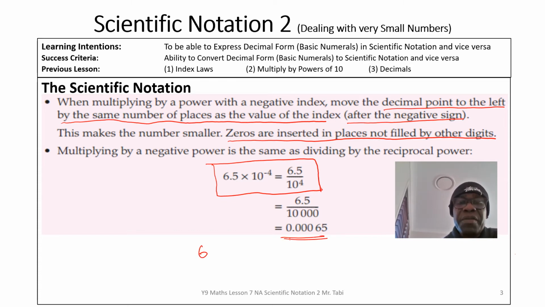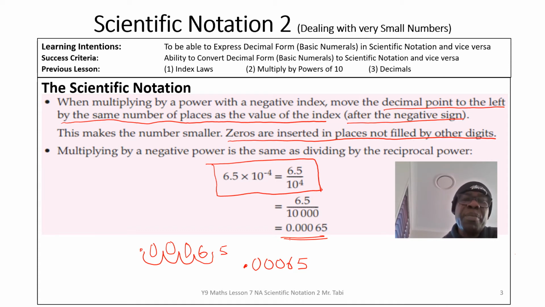Because when you have 6.5 and you are dividing by 10,000, which is 4 zeros, you move the decimal point 1, 2, 3, and 4, and your decimal point will be there. Since there's no digit here, you put a 0 there. No digit here, we put a 0 there. No digit there, you put 0 there. So you have 0.00065. But in mathematics, you cannot start with a point. So we have to put a 0 in front. And that becomes your final answer, as you see there.